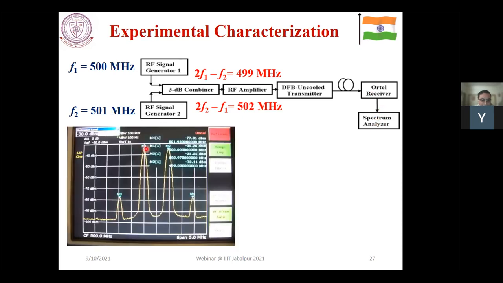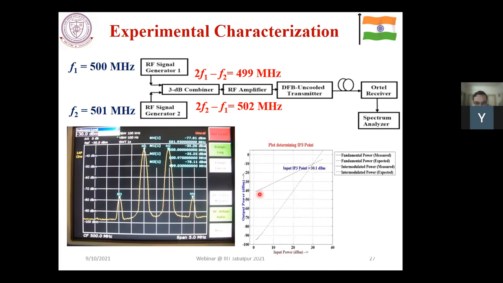you can see these two are coming up, and accordingly they will increase very soon. Now, from the data you can measure, and at the point where both the graphs meet, that is the third order intercept point, or IP3 point. The idea is you should operate much below this particular power, so that your system will not undergo any kind of damage.